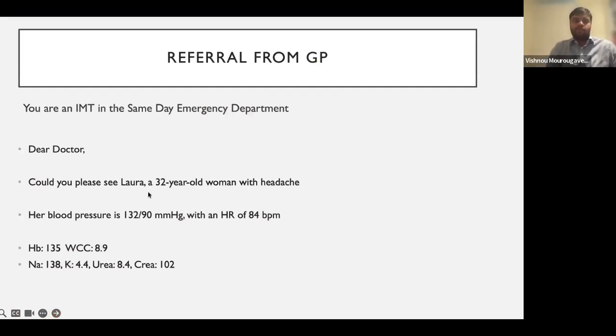So I'll give you a minute for you to read it, but I'll just read it for everyone else. So this is a referral from a GP. You're an IMT in the same day emergency department, so it's SDEC. Dear doctor, could you please see Laura, a 32-year-old woman with headache? Her blood pressure is 132/90 with a heart rate of 84 beats per minute. HB is 135, that's normal. White count is 8.9, normal range. Sodium 138, potassium 4.4, urea 8.4, and the creatinine 102, all in the normal range.